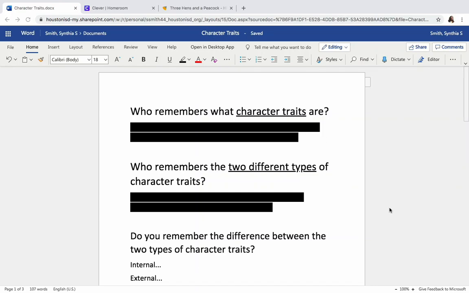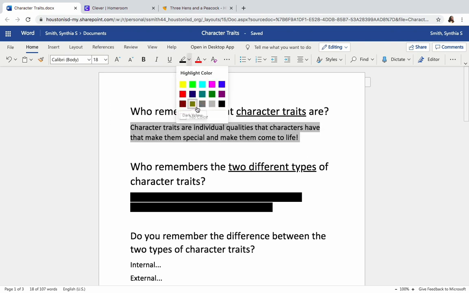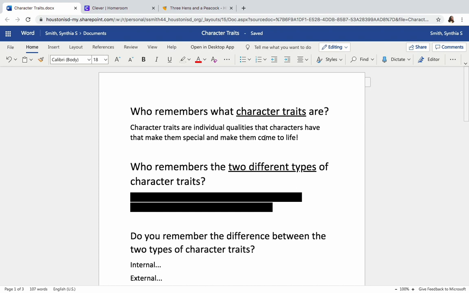Good morning. This morning we are going to be discussing character traits. Who remembers what they are? So, character traits are individual qualities that characters have that make them special and make them come to life. So, character traits help us describe our characters. And remember, our characters means who's in the story.